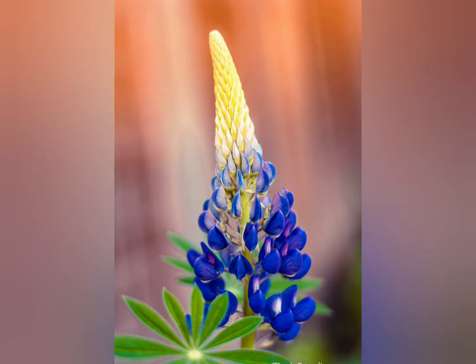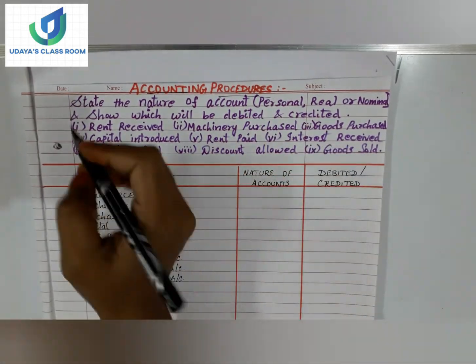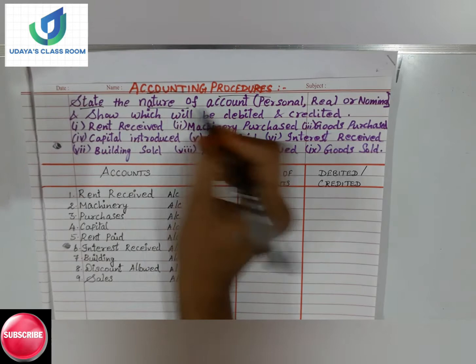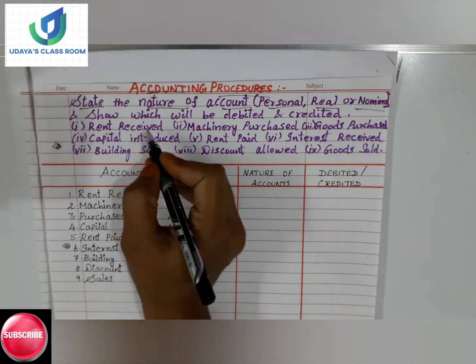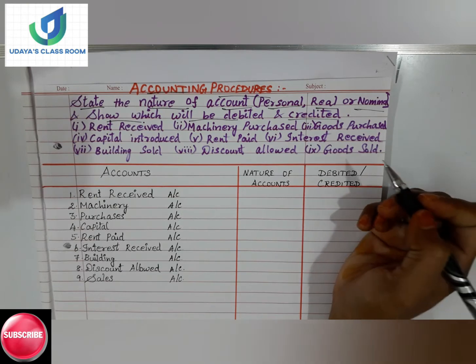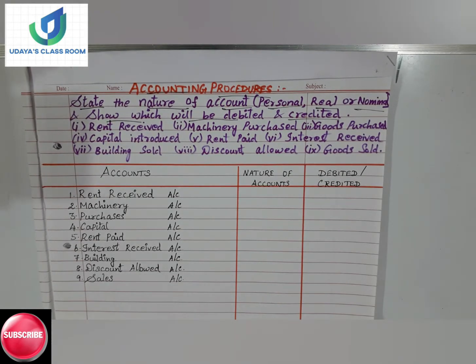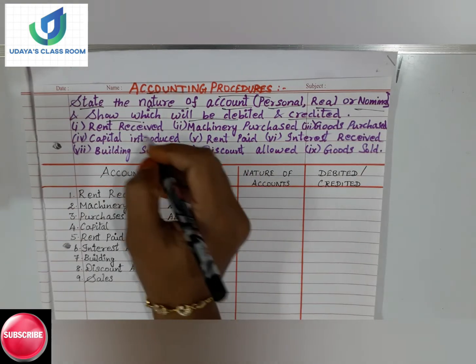In today's class, we are going to see the accounting procedure sum. Come, let's get started with the class. Accounting procedures. State the nature of account, personal, real or nominal account, and show which will be debited and which will be credited. So in this sum, what we have to do? We have to identify the nature of account and which element to be debited and credited. That is what we are going to find out in this sum. So in this sum, we have near about 9 elements. Let's see one by one.